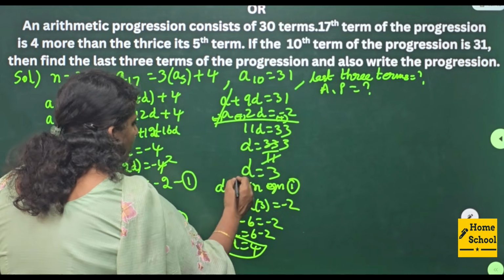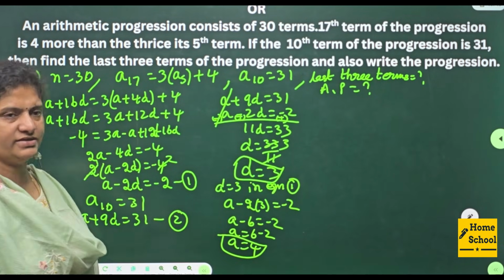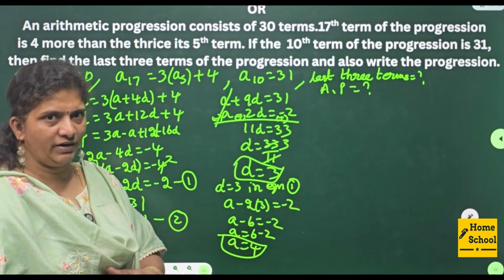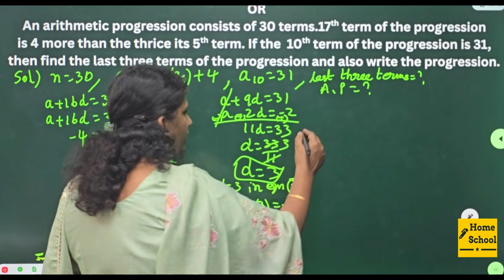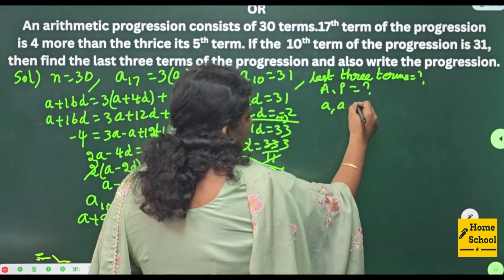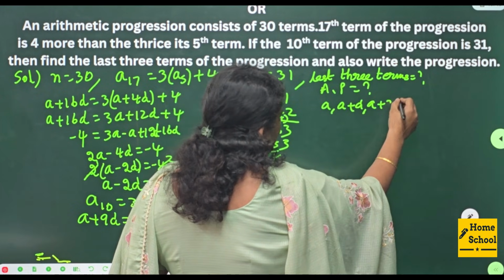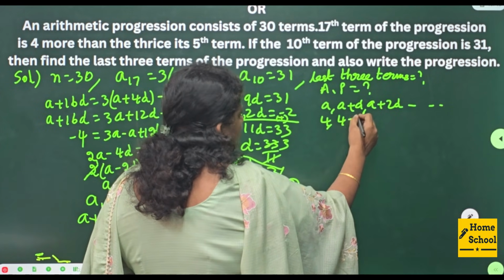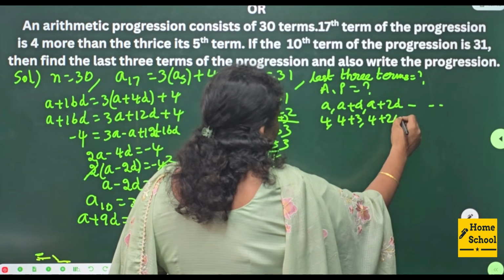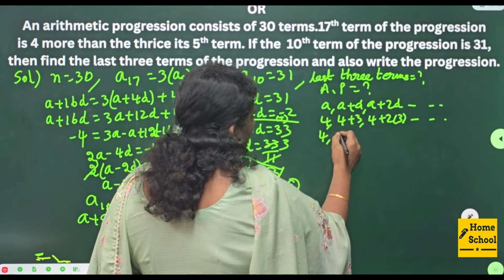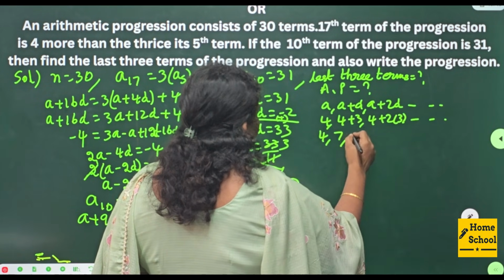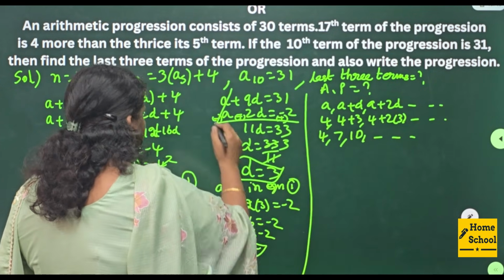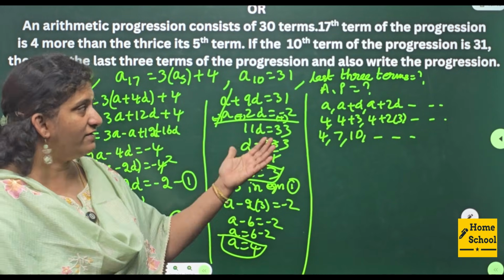What do we need? We need first term and the common difference. So what is your question here? Find the arithmetic progression. Arithmetic progression means A, A plus D, A plus 2D, and so on. So first write 4, 4 plus 3, 4 plus 2 into 3, and so on. 4, 7, 6 plus 4 is 10, and so on. This is your arithmetic progression.